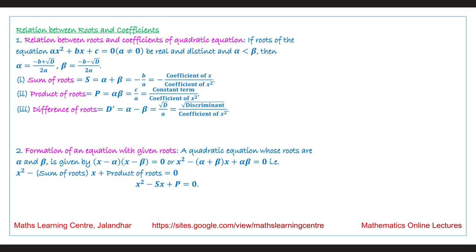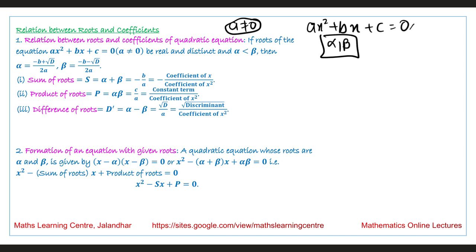Next we have the relation between roots and the coefficients. So if we are considering a quadratic equation whose roots are real and distinct, we are talking about the equation ax square plus bx plus c is equal to 0. It is a quadratic equation, meaning a is not equal to 0, and we suppose that its roots are alpha and beta, which are real and distinct roots, and we have alpha is less than beta.